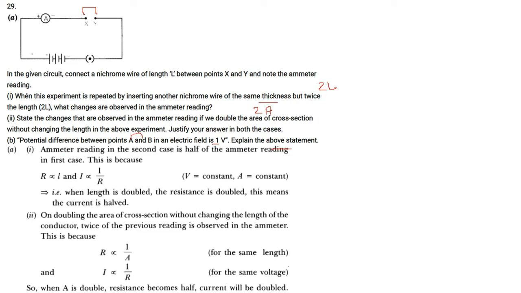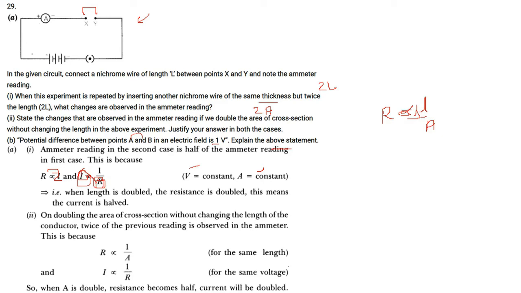So the first one: the ammeter reading in the second case is half of the ammeter reading in the first case. Why? Because R is directly proportional to L; actually R equals rho L upon A. So R is directly proportional to L, and I is inversely proportional to R if V and A are constant. So if the length is doubled, that is 2L, the resistance is doubled, which means the current will become half because it is inversely proportional to R.